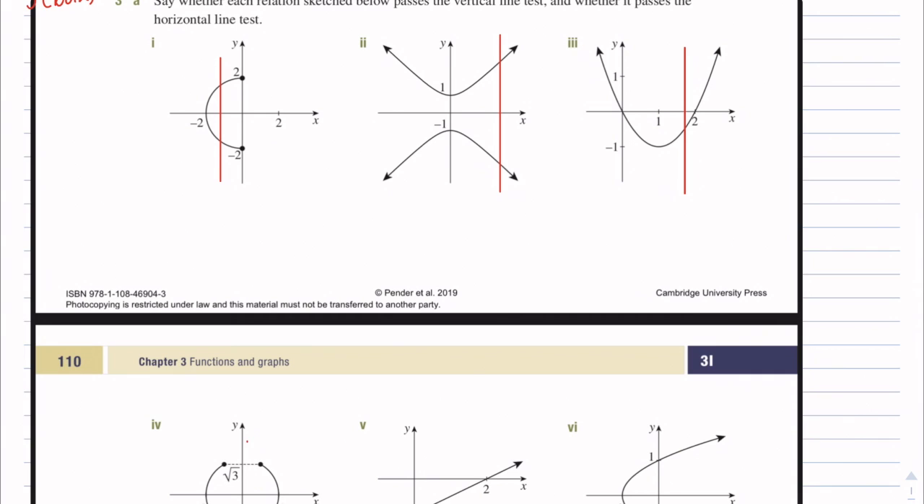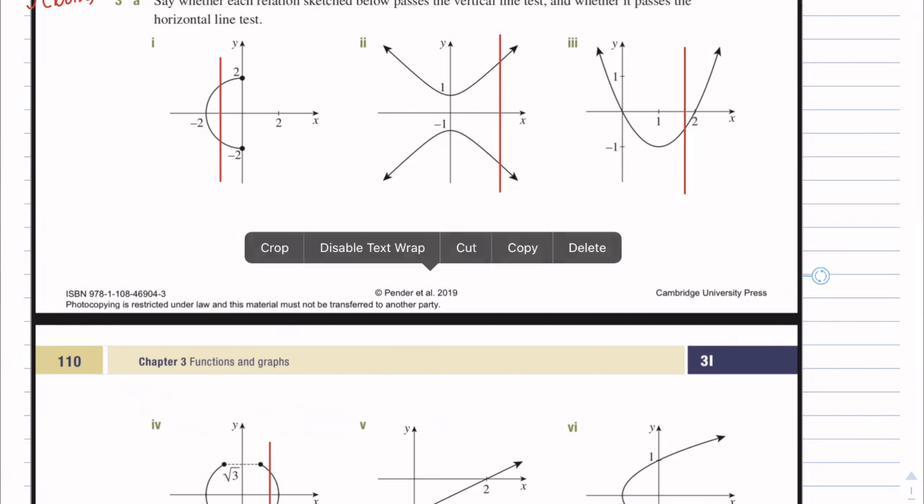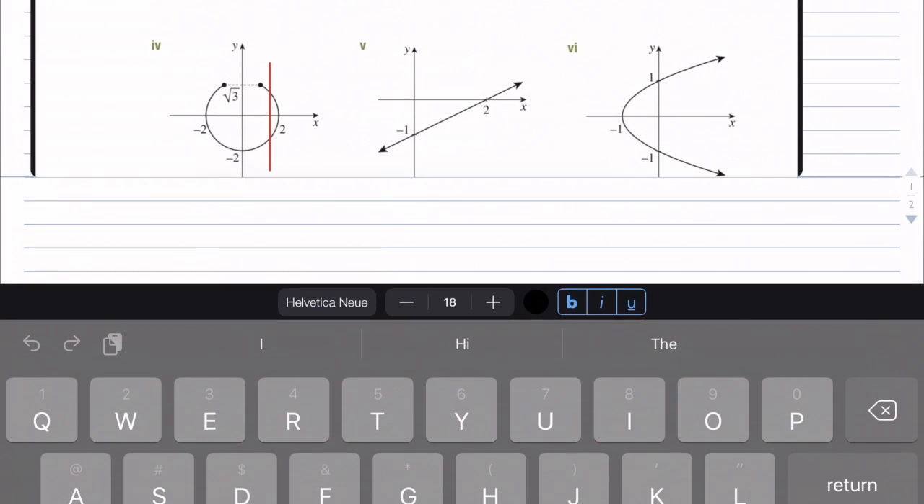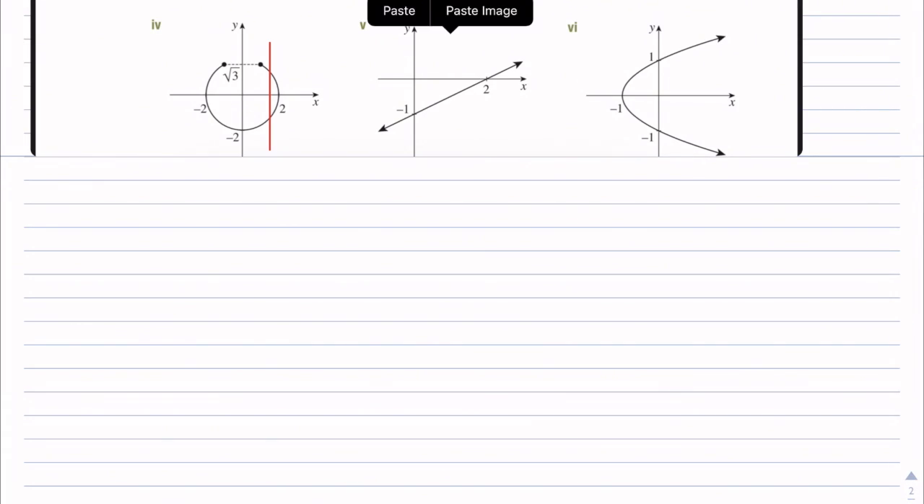So for example, here wouldn't touch it more than once. I would move it over to here because it would. Ah, no. Oh, come on.